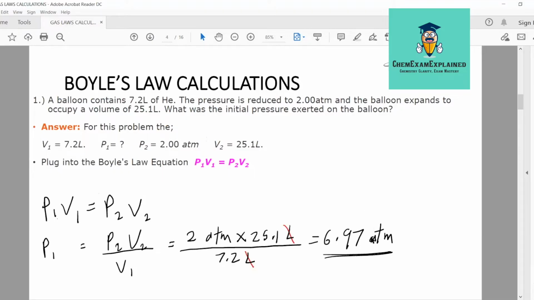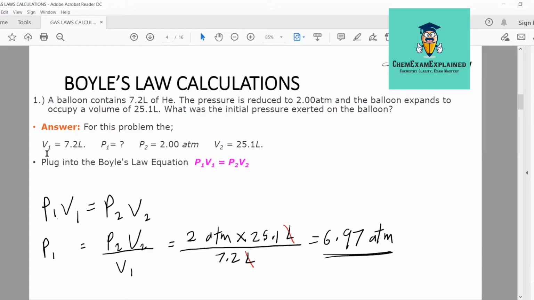All right, so let's look at a particular calculation using Boyle's law. A balloon contains 7.2 liters of helium. The pressure is reduced to 2 atmospheres, and the balloon expands to occupy a volume of 25.1 liters. What was the initial pressure exerted on the balloon? So the first thing you want to do is to go through and write down the information that you know and what you want to find.